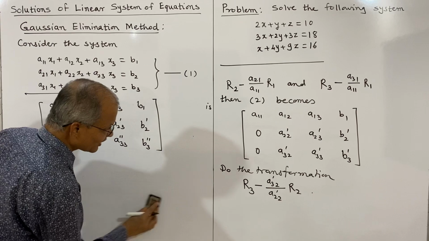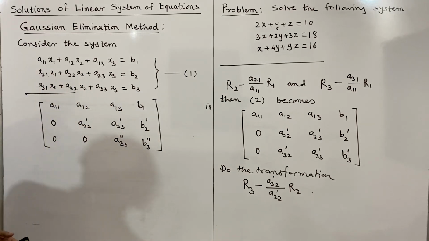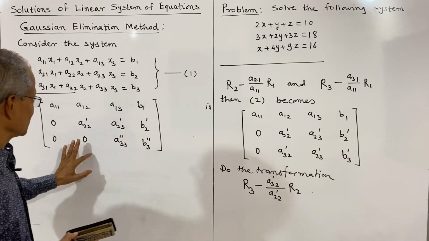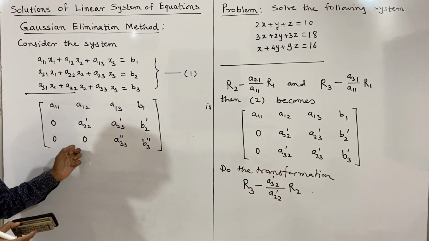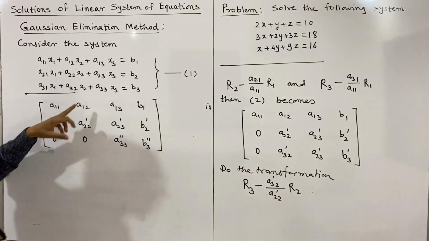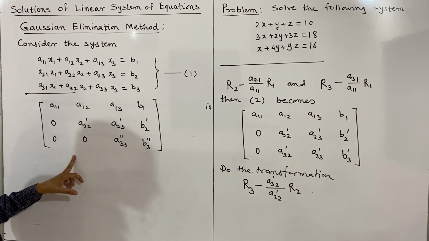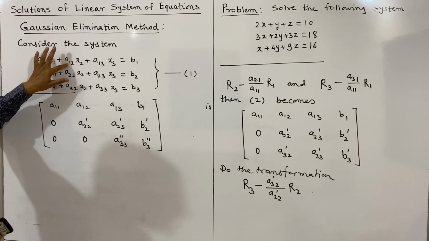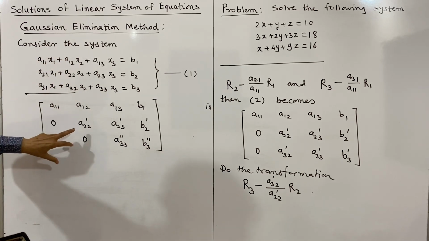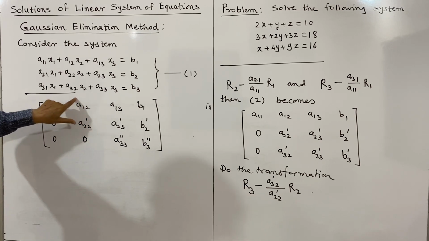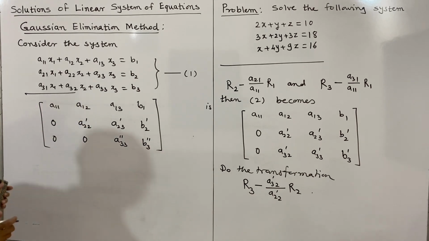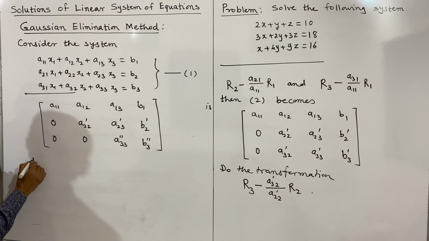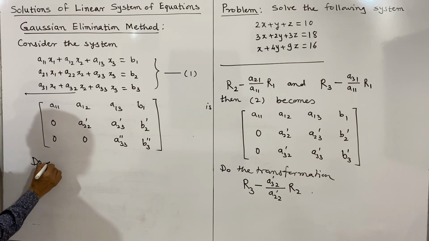Now there is another method which is the Gauss Jordan Method, and in that method at this stage not only is the element x2 eliminated from the third equation, but x2 is also eliminated from the first equation. That means we can convert this element also to 0. So for this purpose, we also perform the transformation, or do the transformation.